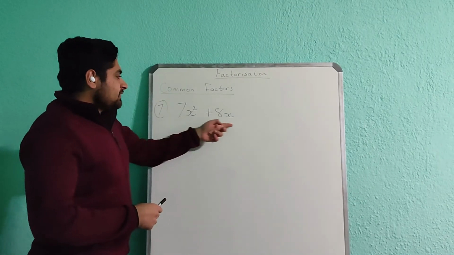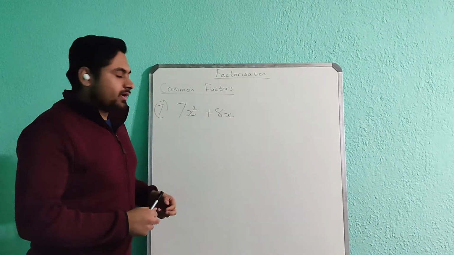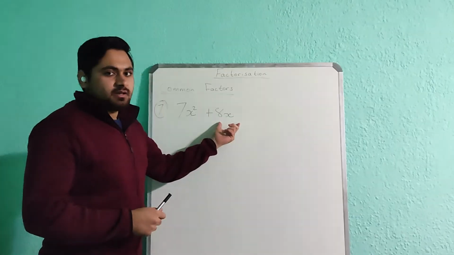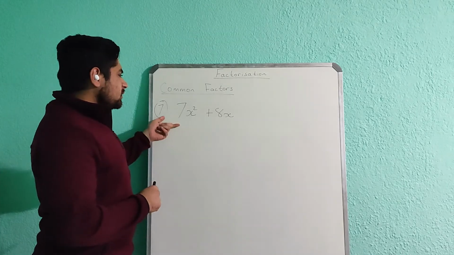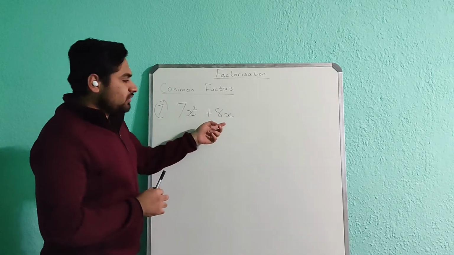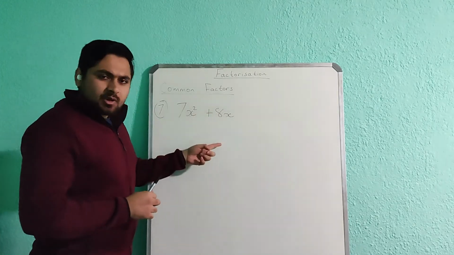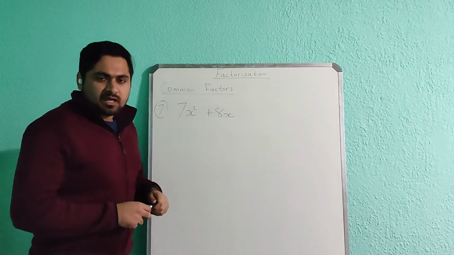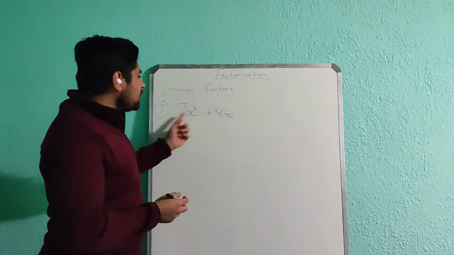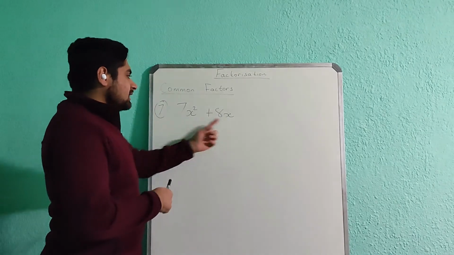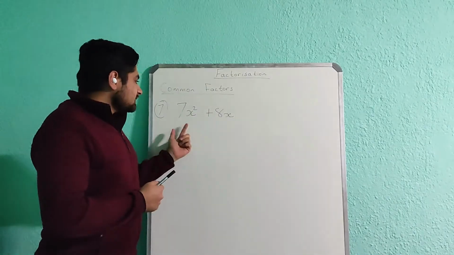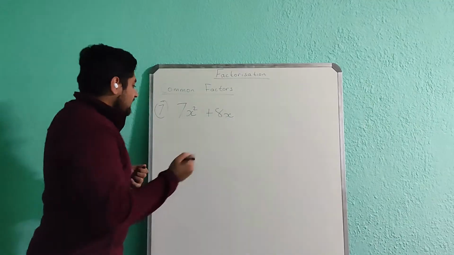So we can see first that x is our common factor, right? X appears here, x appears here. But are any of these numbers our common factor? 7 can go into 7 once, right? But 7 cannot go into 8. 8 can go into 8 once, but 8 cannot go into 7. And there are no numbers that can go into both 7 and 8. Therefore, we do not have any common factors for the numbers. The only common factor we got is x, right? So let's pull x out.